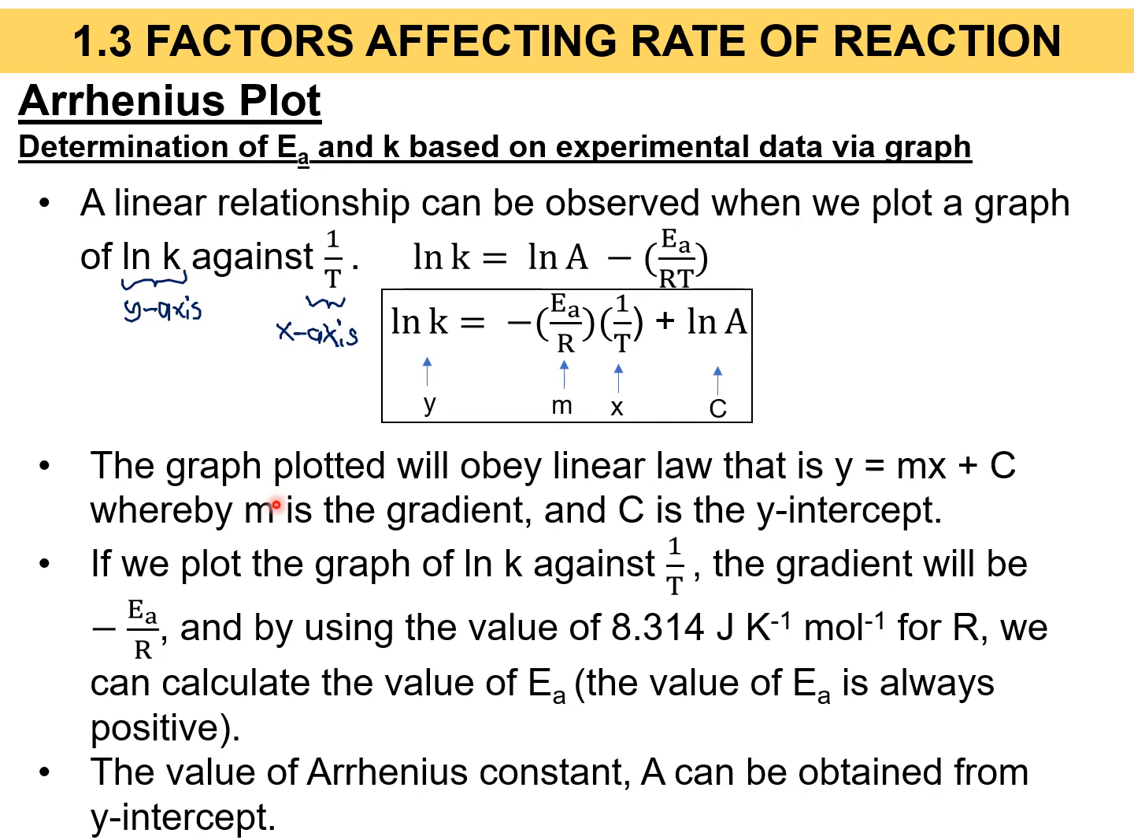Okay, and the graph yang kamu plot kena obey linear law. So you must have gotten a linear graph yang obey law y equals to mx plus c, di mana m tu adalah gradient, c ialah y-intercept. Okay, and the gradient will be negative EA over R, di mana you boleh carilah you punya activation energy daripada graph you bila you kira dia punya gradient, and then R ni pula you boleh dapat daripada gas constant punya value, which is 8.314 joules per Kelvin per mole, and from there you bolehlah dapat your activation energy.